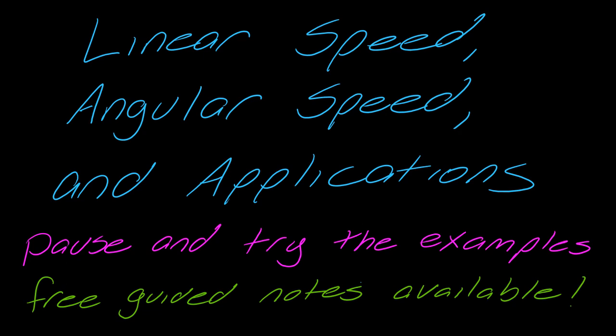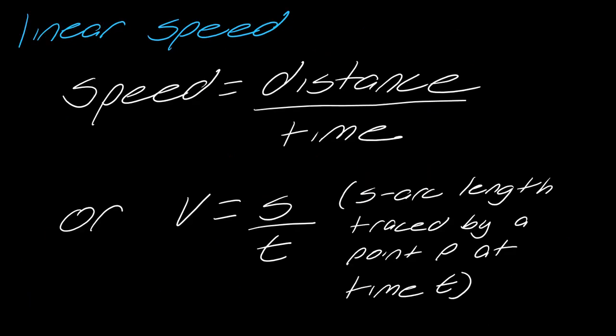So we're going to talk about linear speed, angular speed, and then some applications. First, let's talk about linear speed. This can be given by a few different formulas. We can think of this as speed equals distance over time, or v equals s over t, where s is the arc length traced by a point P at a time t.